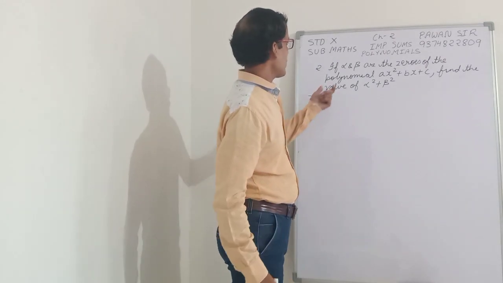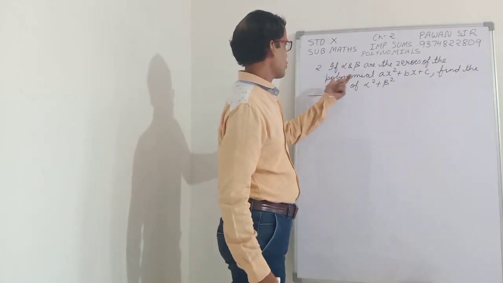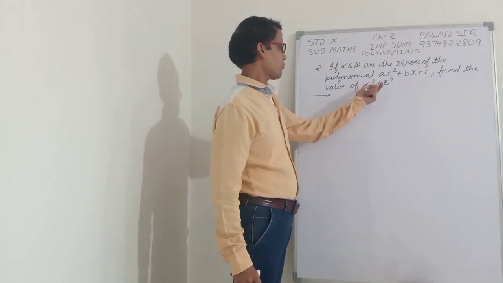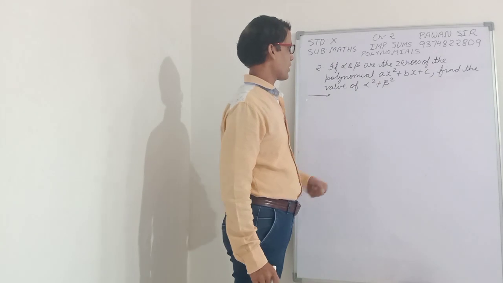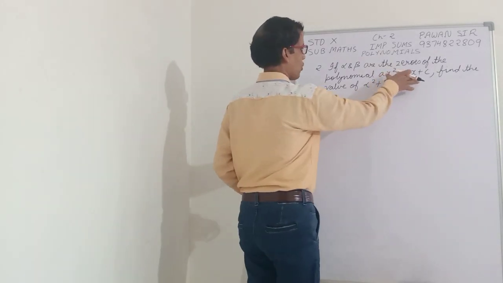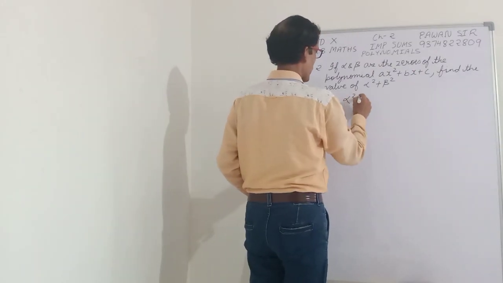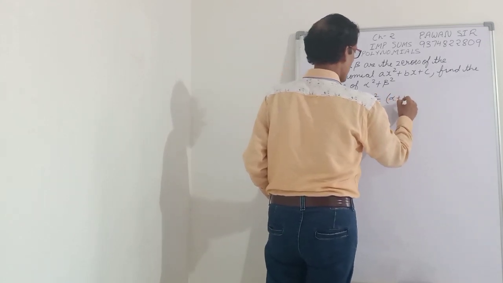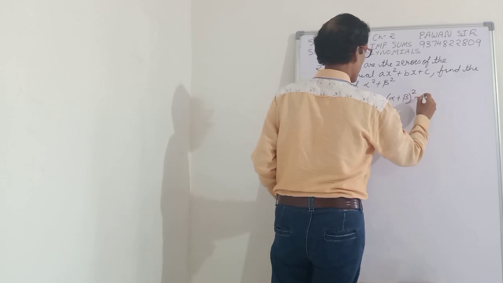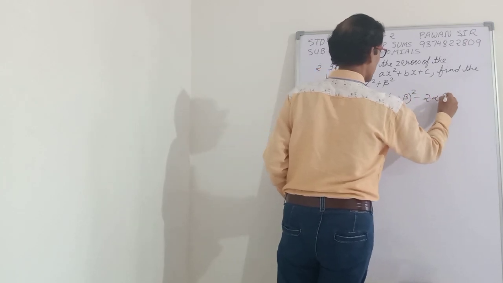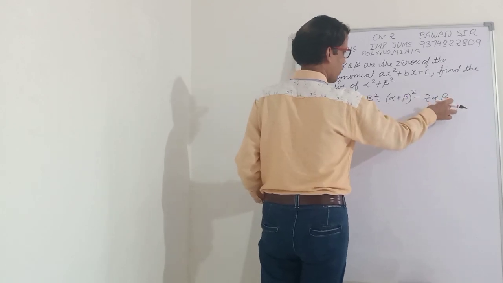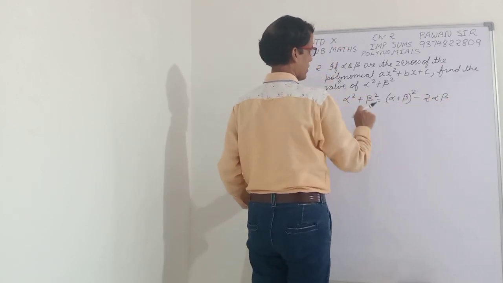Now second question. If alpha and beta are the zeros of the polynomial ax square plus bx plus c, we have to find the value of alpha square plus beta square. See, as you know, the formula: alpha square plus beta square is equal to alpha plus beta whole square minus 2 alpha beta. So we need to find first alpha plus beta and then alpha beta, and we put the values in this.